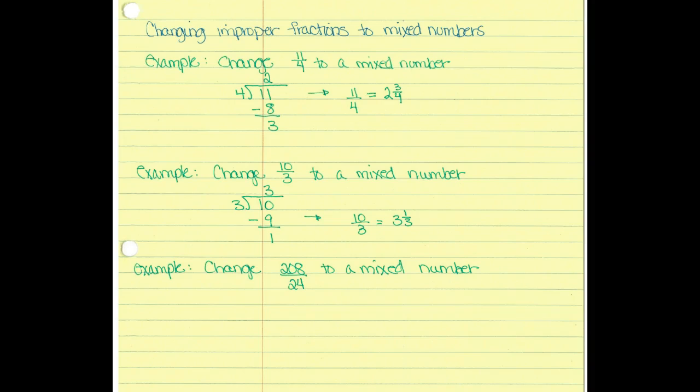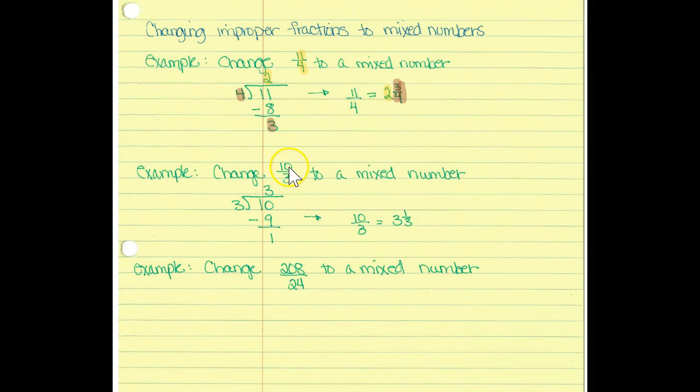To change an improper fraction over to a mixed number, there's really no shortcut to it. You just need to do the division. You're going to divide the denominator into the numerator. So 4 goes into 11 2 times. 2 times 4 is 8. 11 minus 8 is 3. So our whole number is going to be 2. Our fraction component is the remainder of 3 over our divisor 4. So it's 2 3/4. Okay, let's try another one.